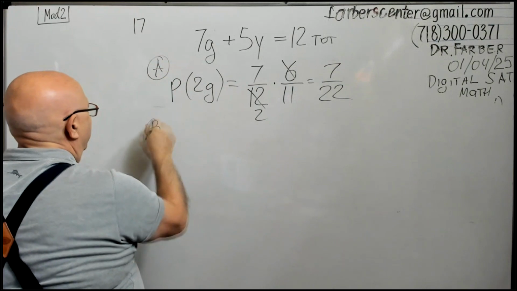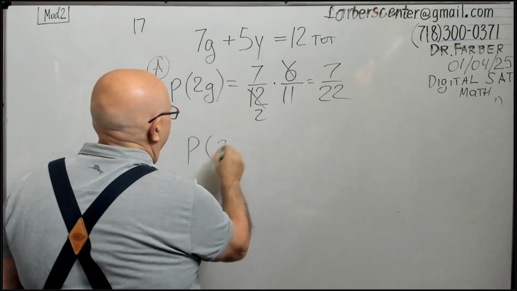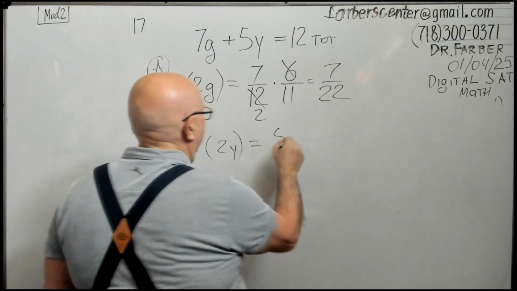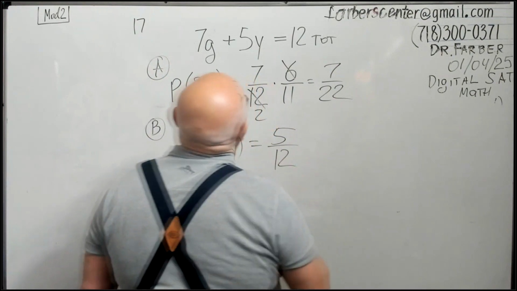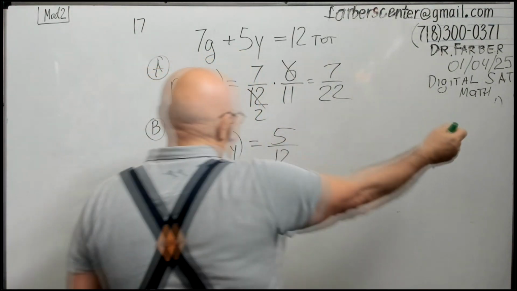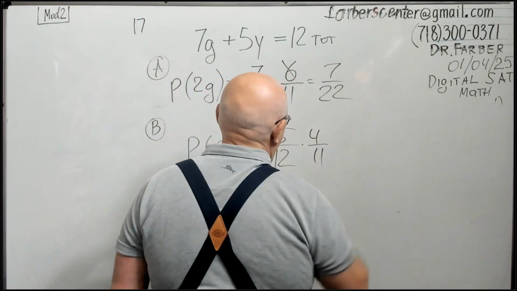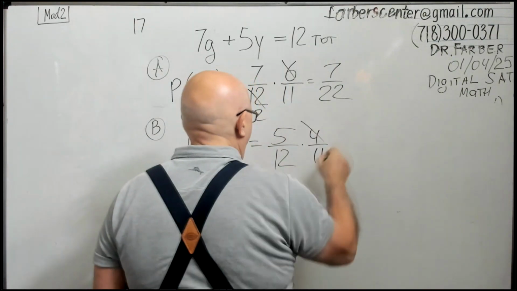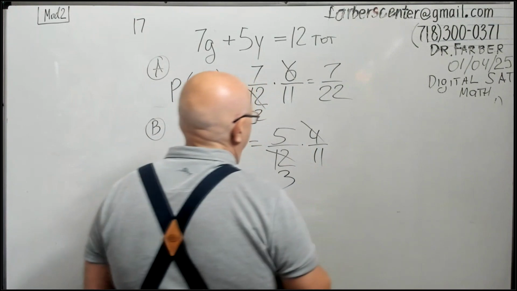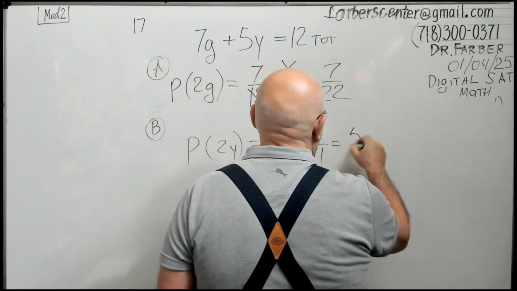Case B. Consider 2 scenarios. Probability to get 2 yellow without replacement. We have 5 over 12 yellow. When you go without replacement, you throw it away. And the second time you have 4 over 11. And 4 goes into 12 3 times. It would be 5 over 33.